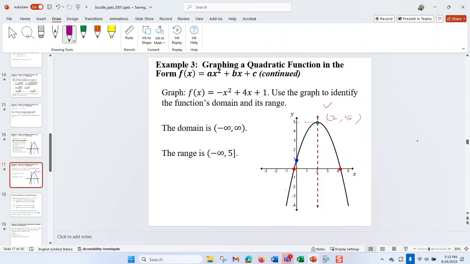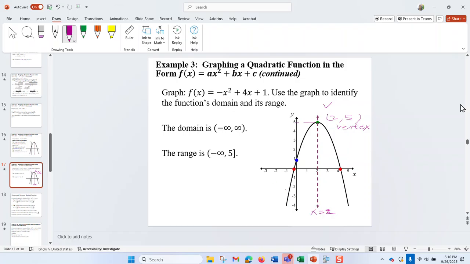Okay, and this line is x equal to 2. This line is called the symmetric line. The quadratic is always symmetric, but not always symmetric with the y-axis. It is symmetric along the line passing through the vertex. And the equation here is x equal to 2. So that is your symmetric line.